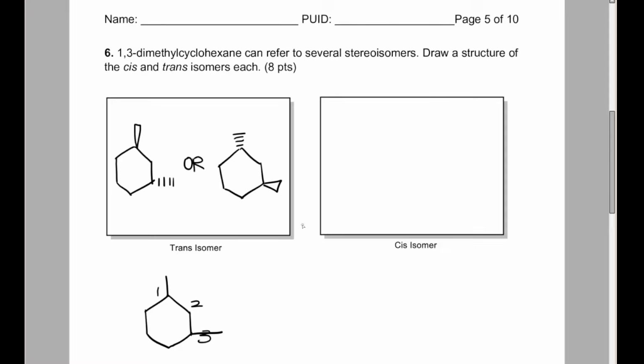Now let's move on to the cis isomer. For the cis isomer, cis means same, so both of the methyl groups have to be dashed or both of them have to be wedged. So there's also 2 different ways to draw this, and I'll draw those out.